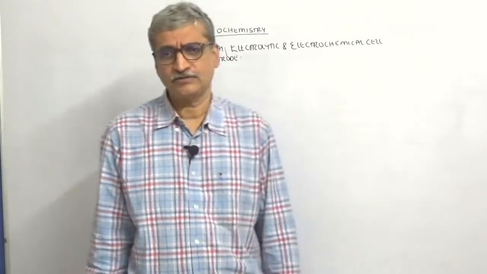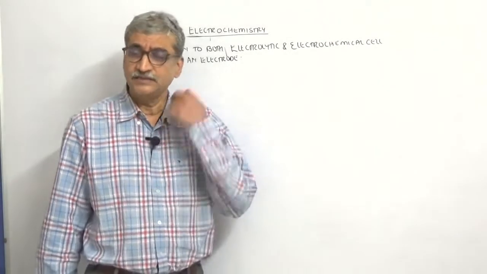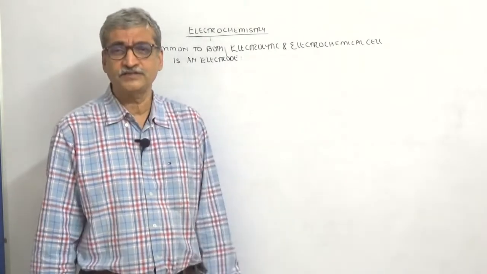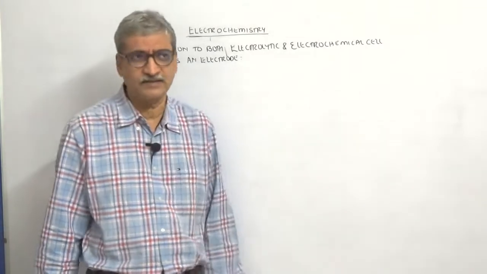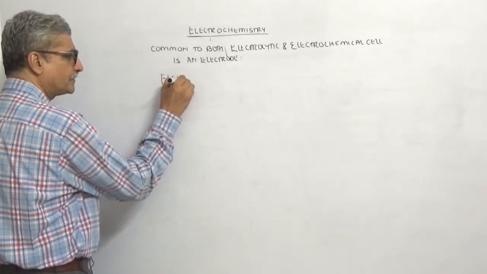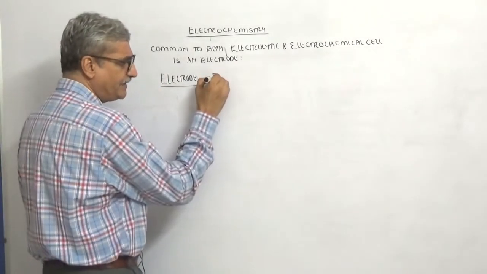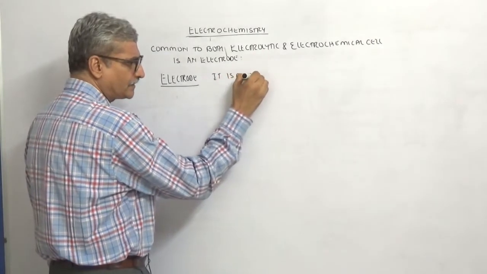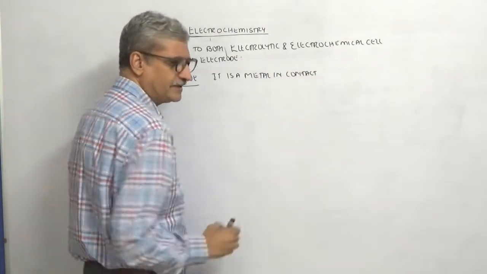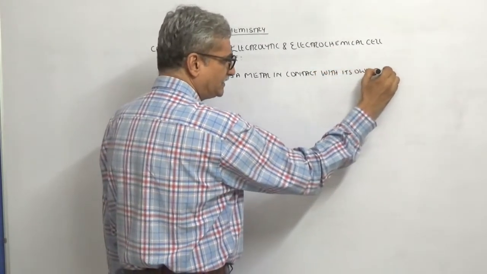So how do you define an electrode? To begin with, we define an electrode as a metal in contact with its own ions. Later on we are going to have a big discussion on types of electrode based on composition, based on function, and so on. To begin with, a very elementary definition we are giving. So what is an electrode? It is a metal in contact with its own ions.